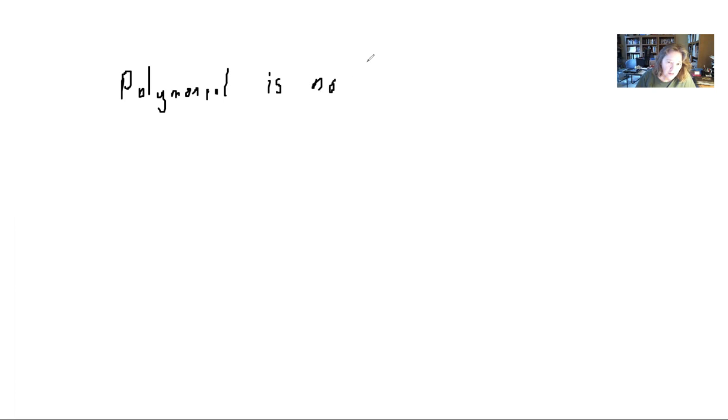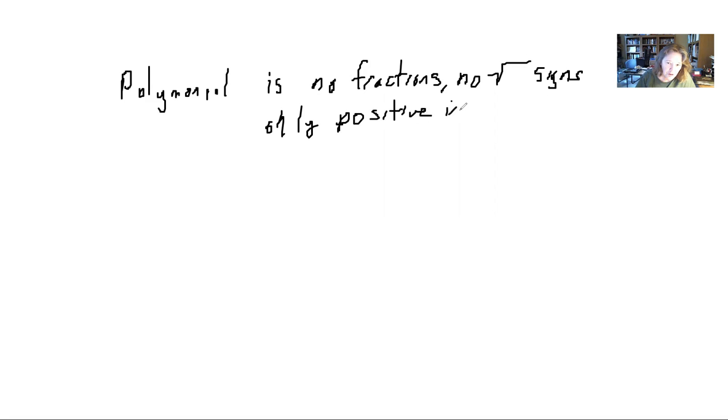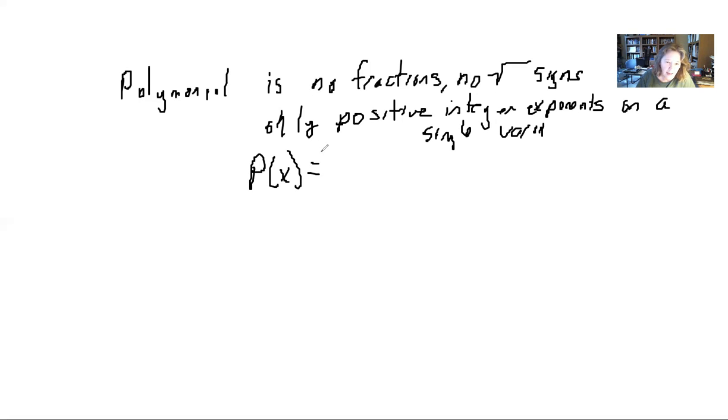is no fractions, no radical signs, and only positive integer exponents on a single variable. So what does that even mean? If you want to do an example, so a polynomial, I'm just going to do p just to remind you that's a polynomial function. We could have done f of x.